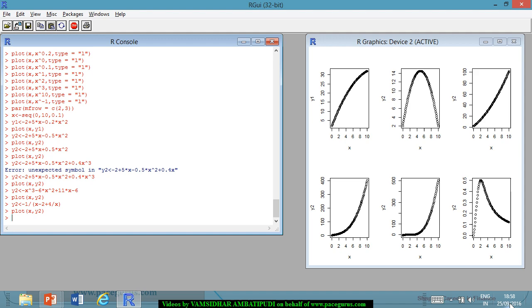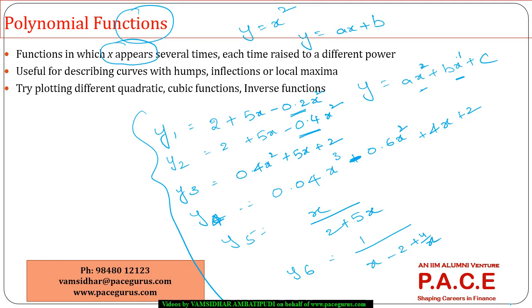So what you could see is polynomial functions, they show some kind of curves. So these are like my local maximas and minimas at different points. So they are very much useful for defining the curves with humps, local maximas and minimas and inflections. So when we are trying to plot different kinds of quadratic, cubic, inverse functions, we see these kind of behaviors coming up in the data. So wherever we see such kind of behaviors cropping up in our real world data pattern, we should see that can we attribute some level of polynomial functions to those kind of data points.